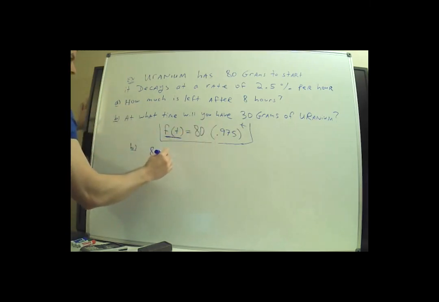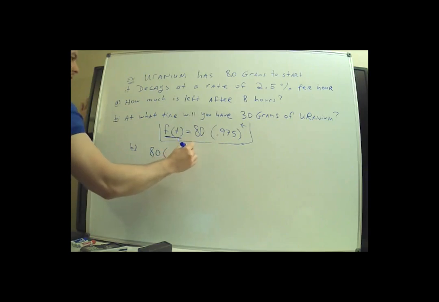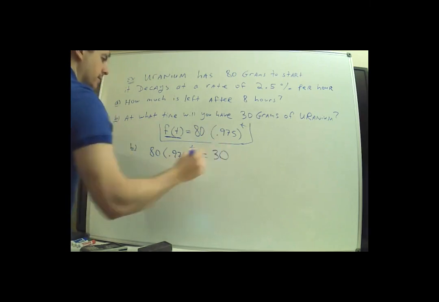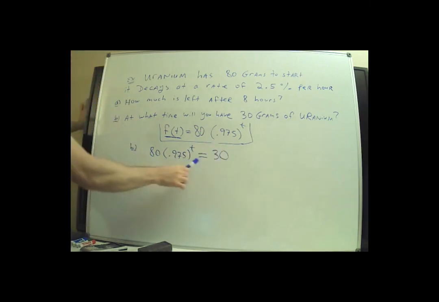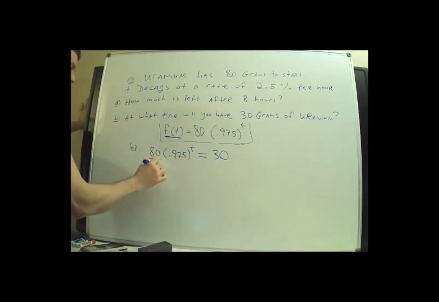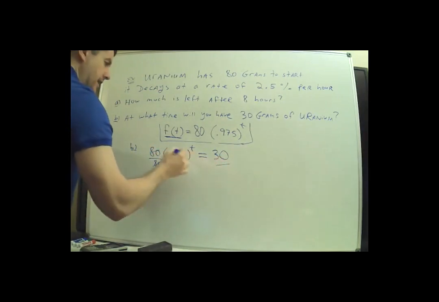This side doesn't change. You start off with 80, 0.975 is your rate of decay, and I want to know when I'm going to be down to 30. So you set your function equal to 30, because this is what I want to know. Now I'm going to divide both sides by 80. I need to get this alone.